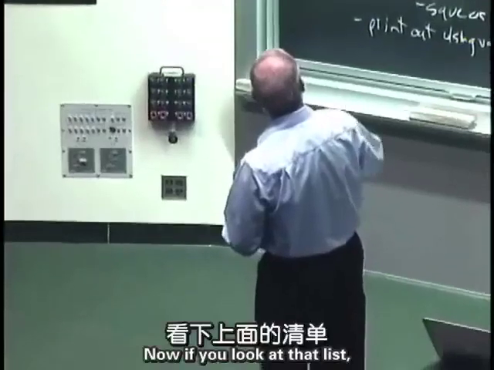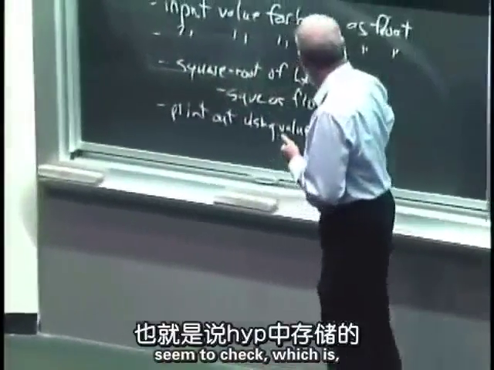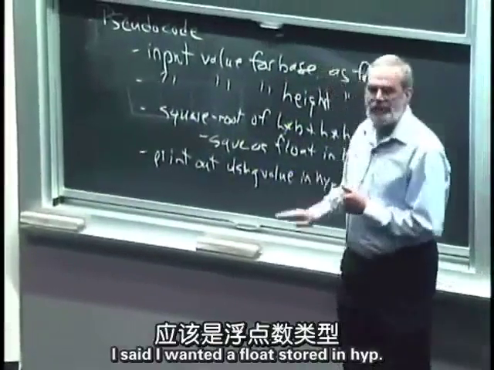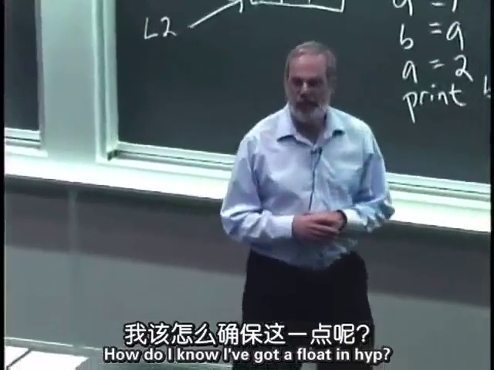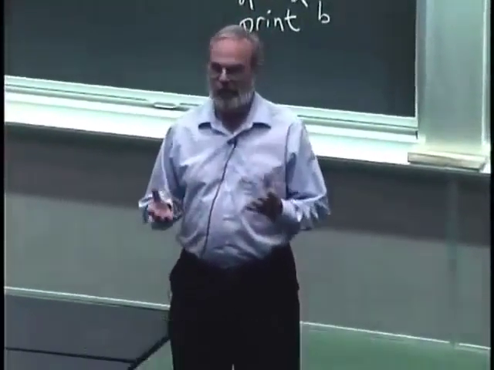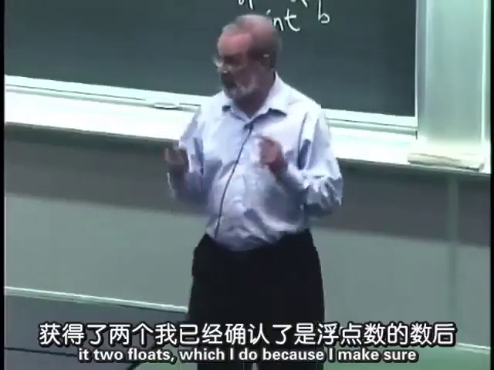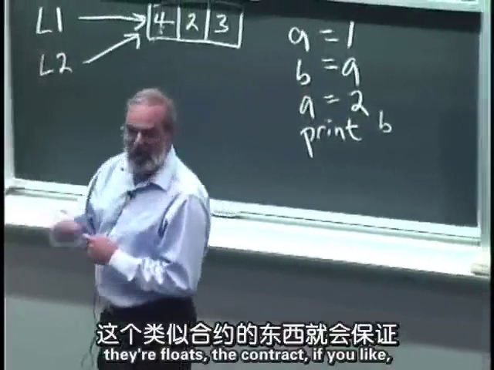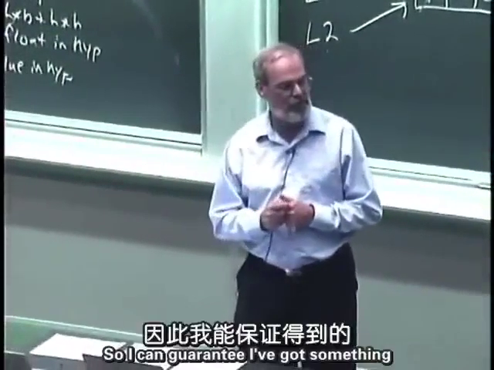Now, if you look at that list, there's actually something I didn't seem to check, which is I said I wanted a float stored in height. How do I know I've got a float in height? Well, I'm relying on the contract, if you like, that the manufacturer of square root put together, which is if I know I'm giving it 2 floats, which I do because I made sure they're floats, the contract, if you like, of square root says I'll give you back a float. So I can guarantee I've got something of the right type.